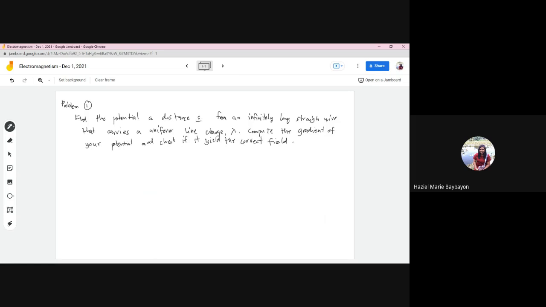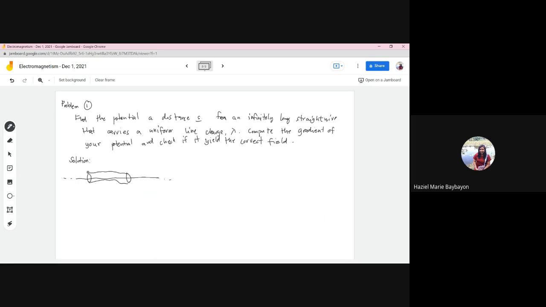Okay. So first, we need to get the electric field of this system. So we had this in the previous example but it was not discussed. Was this discussed, class, the electric field? Did you get the electric field of an infinitely long straight wire? You got it already, no? Okay, so the electric field of an infinitely long straight wire. So we have an infinitely long straight wire here.